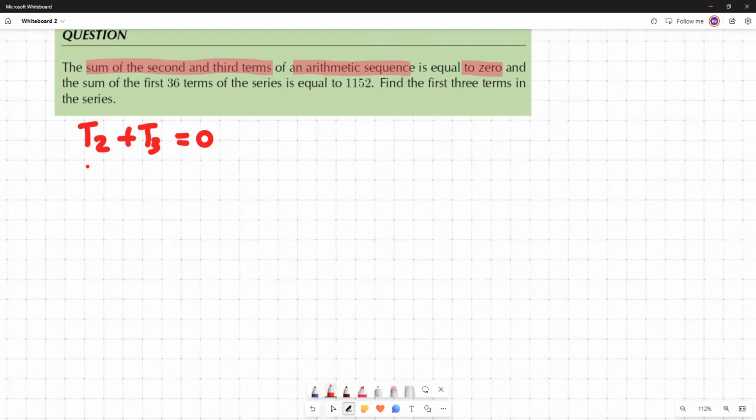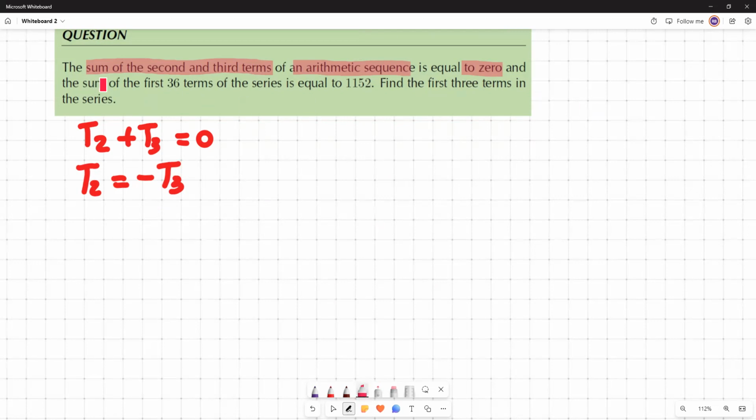Right. From here, I can see that, okay, T2 is basically negative T3. I just moved the T3 that side, which means the statement that they gave me there is these terms are equal but opposite in sign. So if T2 is 5, for example, T3 will be negative 5. Perfect. That is what that statement says there.